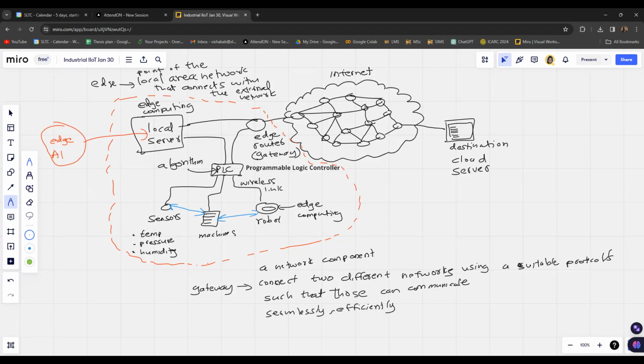Machines can communicate with the robots, and robots can communicate with the machines. Likewise, every device is able to communicate with the other devices in this network. That functionality is available with IIoT systems. With IIoT systems, the most important thing you need to remember is that this connectivity feature is included.